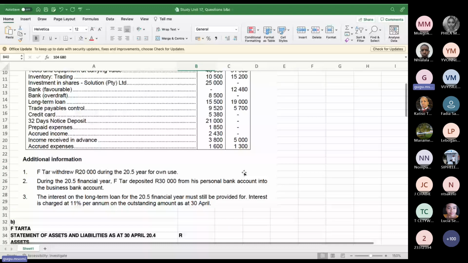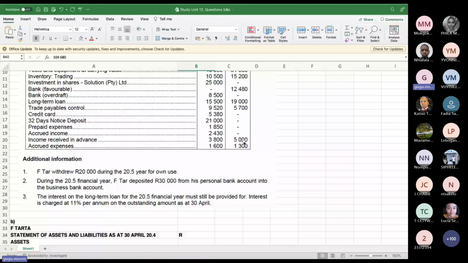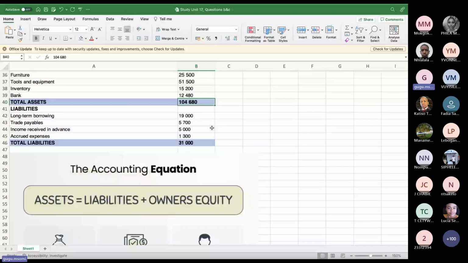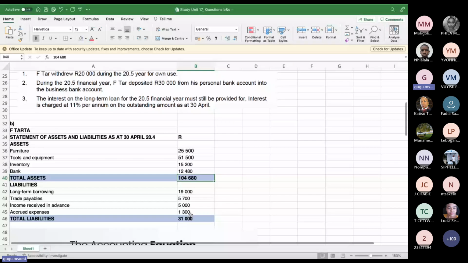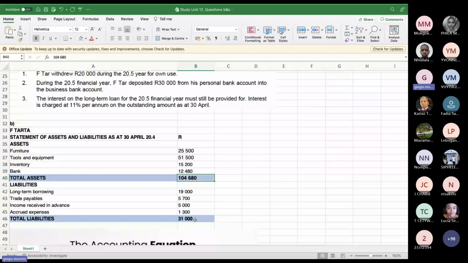So that's money that we should have, money that we received in advance of 5,000. And then we also have accrued expenses of 1,300. And we plot that in there, and then we sum it up, and that gives us the 31,000. So that's the first part of the question. We have to create our statement of assets and liabilities. Everyone happy there? And then the next part, it asks us, and calculate the equity balance as at 30 April.